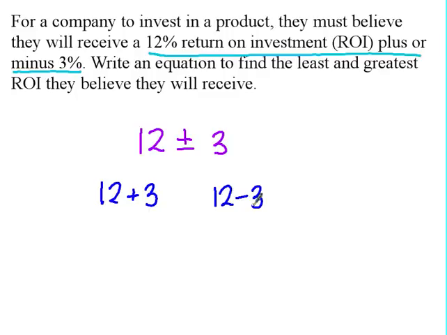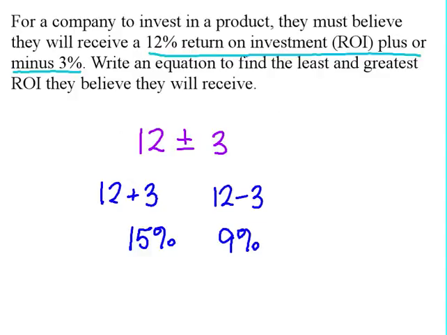Okay, so what's the biggest amount that they can expect to receive? 15%. What's the smallest amount they can receive? 9. There you go. That's the greatest and the least. So far, so good. So see, they had a bunch of other stuff in there that you didn't really need. All you needed to do there was 12 plus or minus 3. And that's actually going to lead us into our next section.